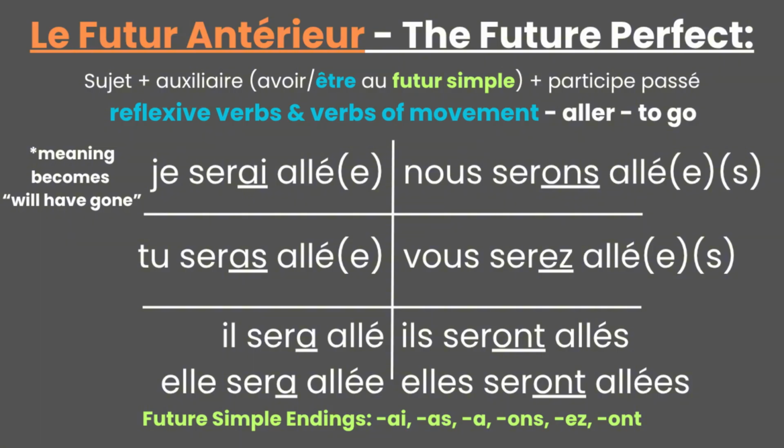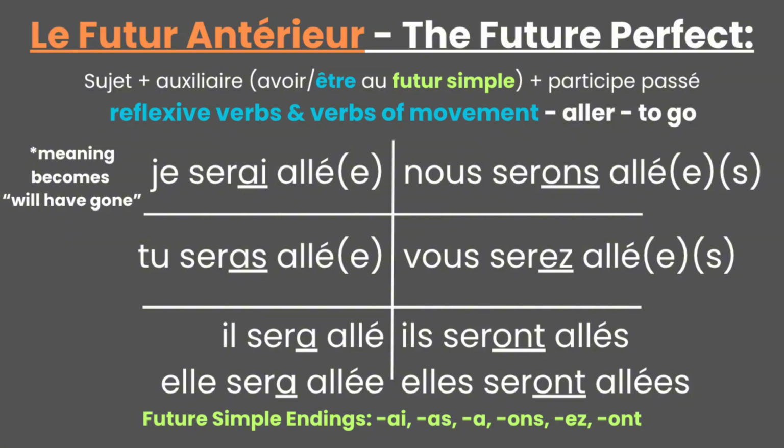Je serai allé. Tu seras allé. Il sera allé. Elle sera allée. Nous serons allés. Vous serez allés. Ils seront allés. Elles seront allées.